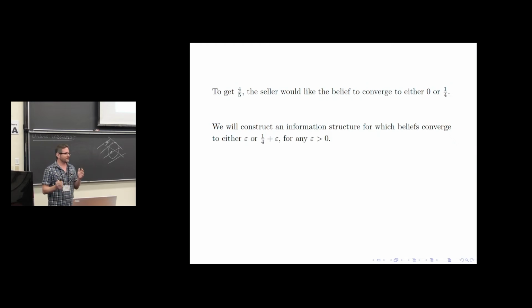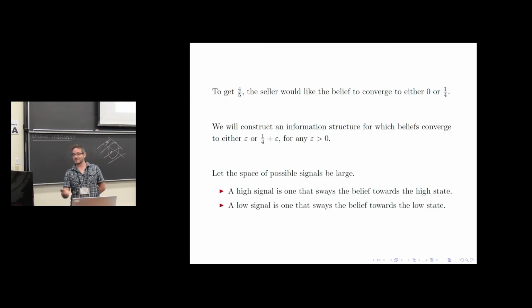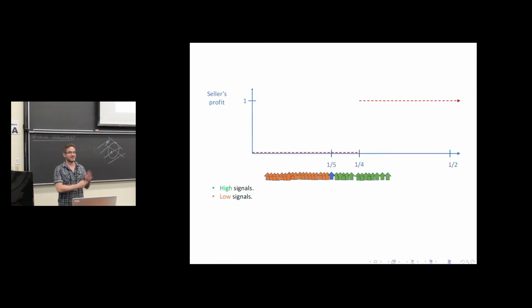We're going to construct something that's almost optimal. For any epsilon, it's going to be epsilon and 1/4 plus epsilon. And we're going to need a lot of signals. And just some terminology, we're going to say that a high signal is one that sways the belief upwards, and a low signal is one that sways the belief downwards. And this is what it's going to look like. There's going to be a bunch of high signals, a bunch of low signals.